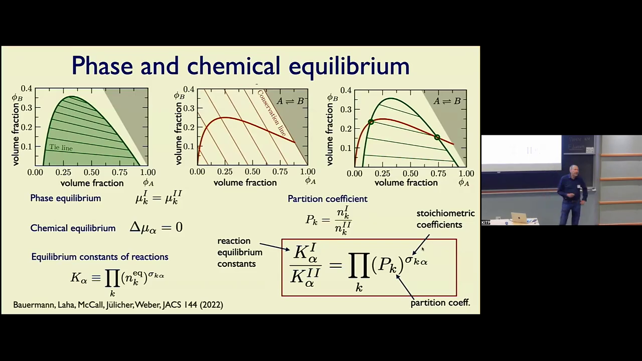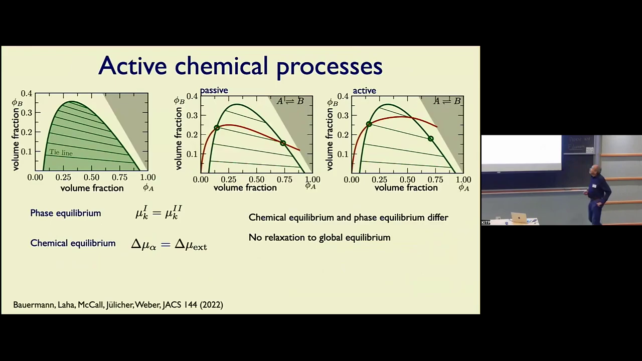Now, in active systems, which are maintained out of equilibrium, which are coupled to chemostats, this relation can be broken. In this case, we can have situations where phase equilibrium and chemical equilibrium are no longer consistent. So those chemical reactions will not equilibrate at phase coexistence. And these are active systems that cannot relax to equilibrium. And these are the sort of systems we are interested in many different contexts and ways.